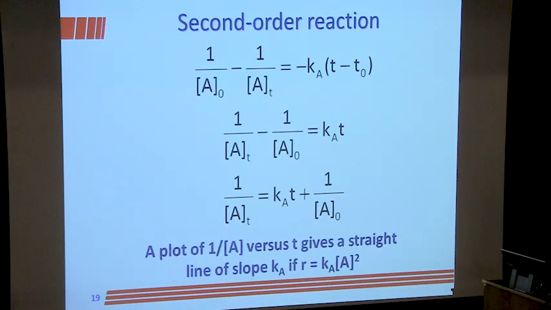So if we plot 1 over the concentration of A at any time versus time, we should get a straight line, the slope of which is equal to the rate constant, and the y-intercept is 1 over the concentration of A at time 0.